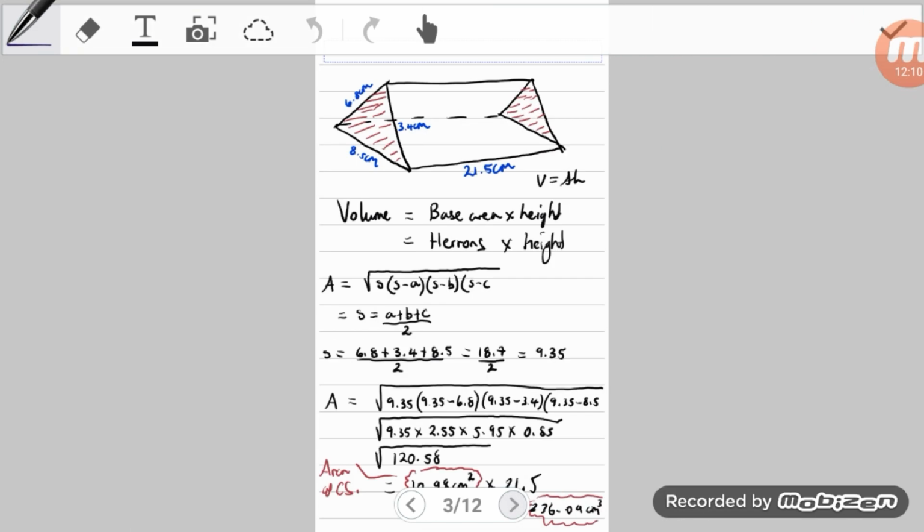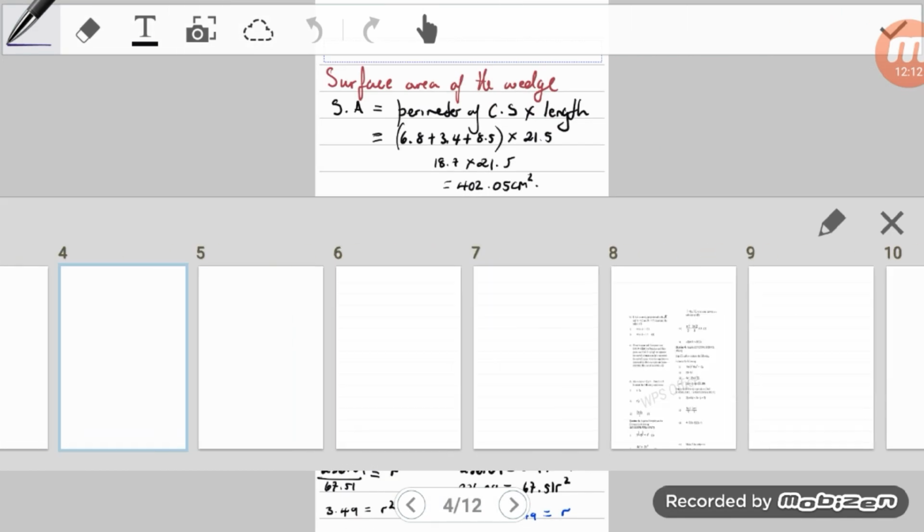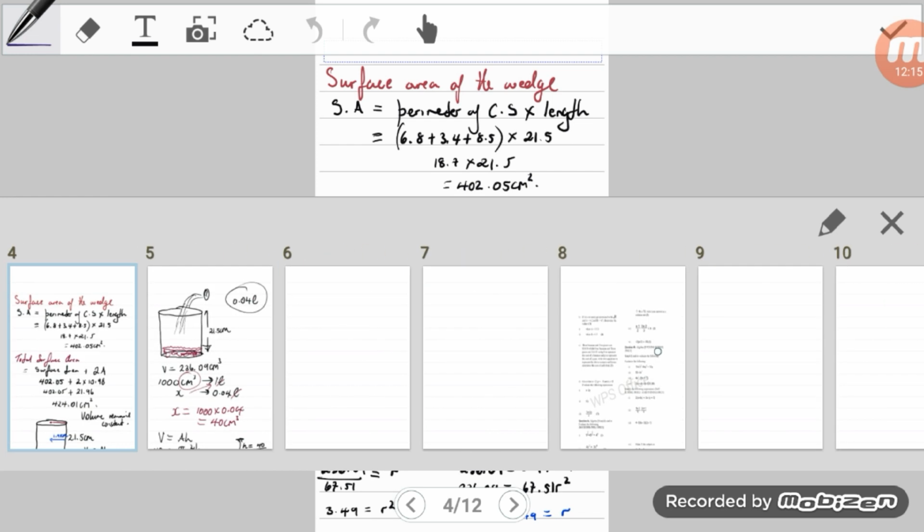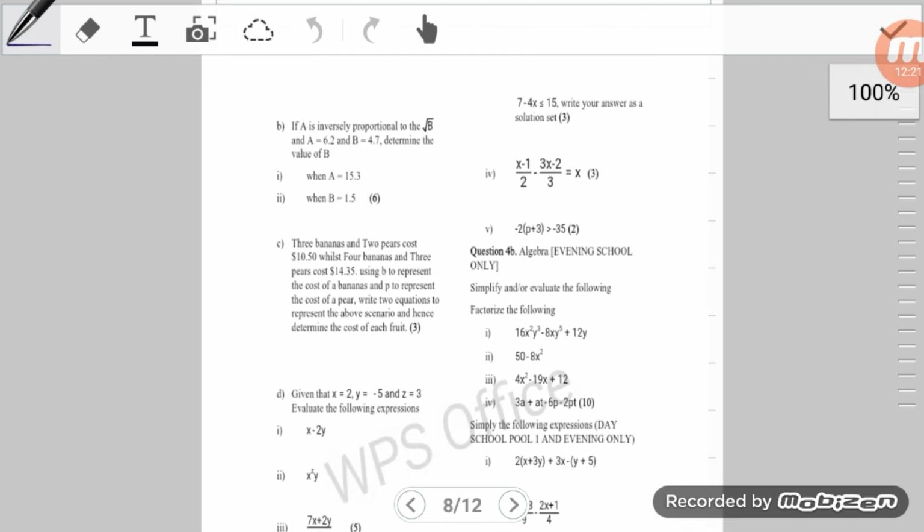Let's go all the way, I believe all the way around here. We finished part of the... All right, so now we're at part B of question 3, and now we're tapping into inverse proportion. Hopefully you guys are familiar with inverse proportional formulas.